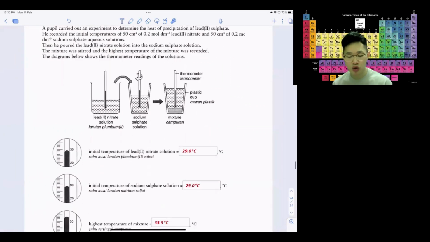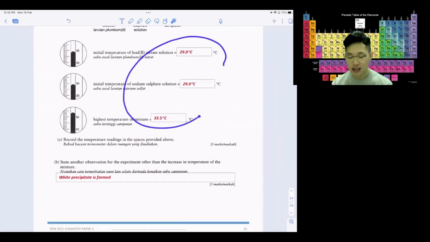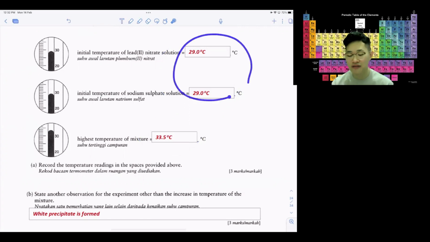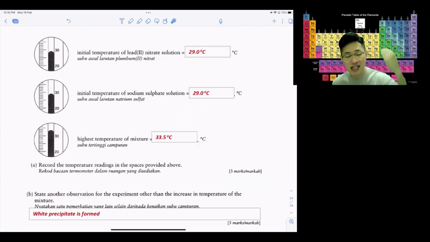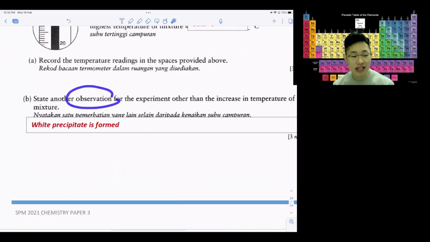So here I will just go through this question quickly, showing you what they do. Mix 2 solutions quickly, stir it, record down the reading. For heat of reaction you must have the initial and the highest temperature, the initial and final reading, so that you can tell whether the temperature increases or decreases and by how much. A question here: observation for the experiment.